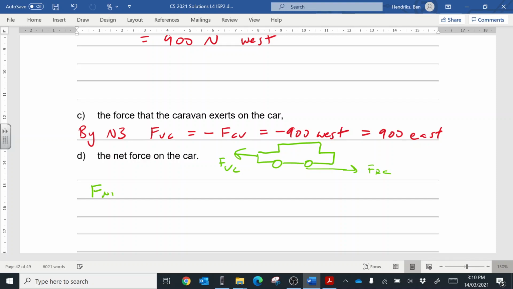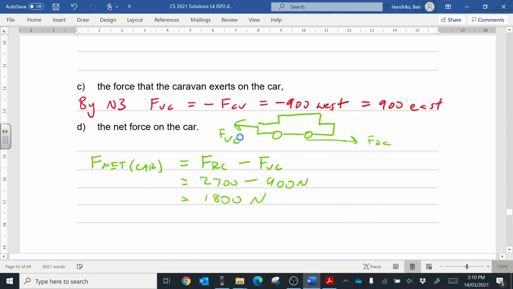So F net of the car is equal to the force of the road on the car minus this force here, which is equal to 2,700 minus 900 newtons, because it's 900 east, so it's equal to 1,800 newtons in a west direction.